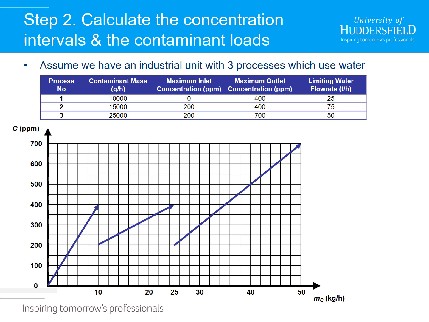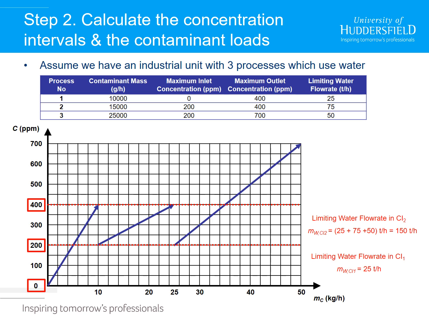As we can see from the chart that we have previously drawn, there are three concentration intervals in the system. The first one between 0 and 200 ppm with a limiting water flow rate of 25 tons per hour, which corresponds to the limiting water flow rate of process number 1, the only process that can be found in this interval. The second interval, between 200 and 400 ppm, has a limiting water flow rate of 150 tons per hour, which corresponds to the sum of the limiting water flow rates of all three processes.